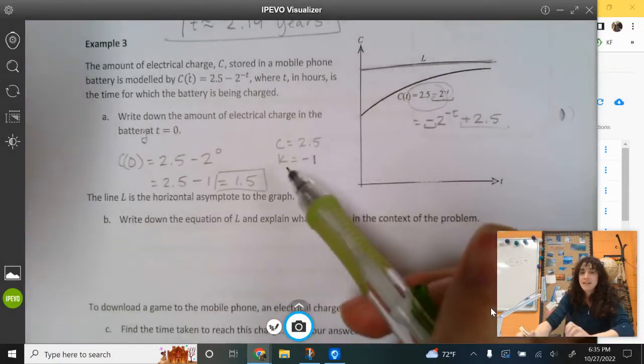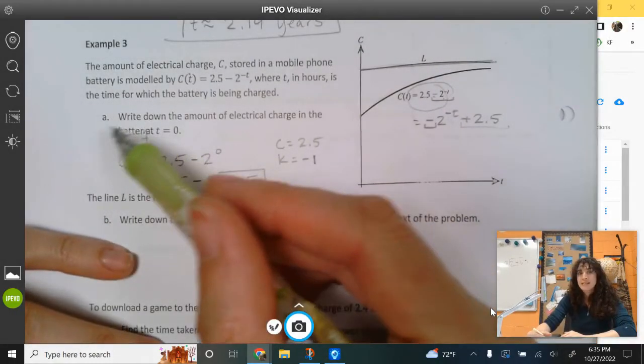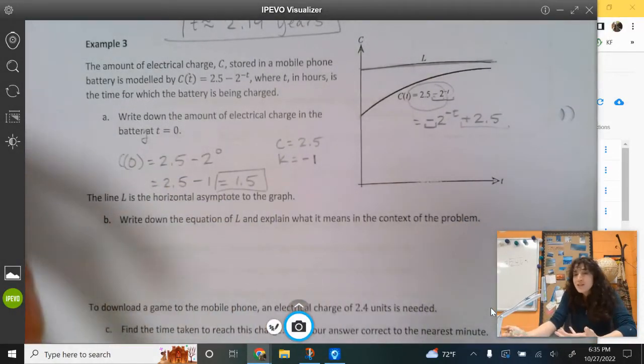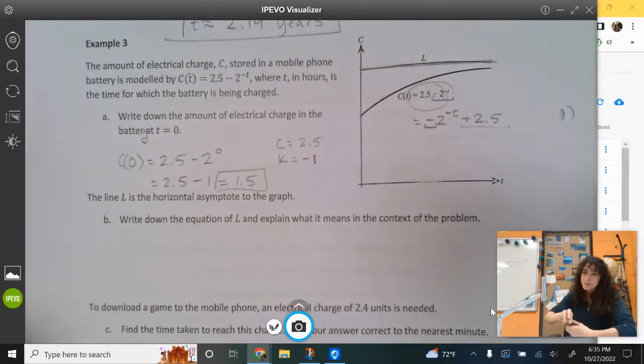Okay, if you were able to make that connection, awesome, for the shortcut and why it says write down. If not, you can still just plug in 0, right? You know what it means to be initial, just plug in 0. There's more than one way to solve these problems.